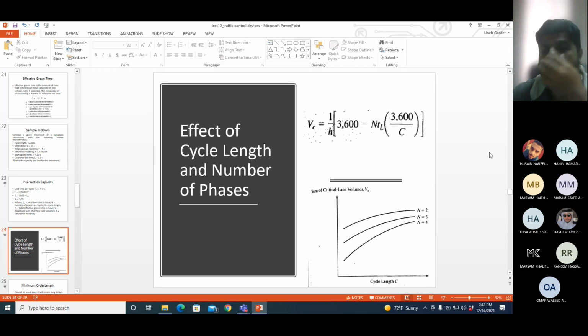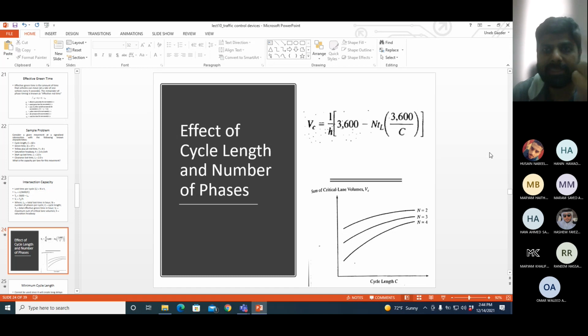So from this graph, we can understand that we should try to maximize the cycle length and minimize the number of phases to have maximum capacity. Maximum cycle length and minimum number of phases will give you maximum capacity. This combination will give you maximum capacity.